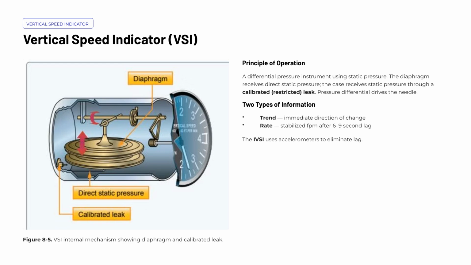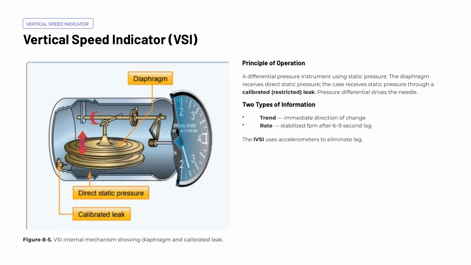The vertical speed indicator, or VSI, is a differential pressure instrument that uses static pressure to indicate your rate of climb or descent in feet per minute. Understanding how it works internally helps you use it more effectively in the cockpit.